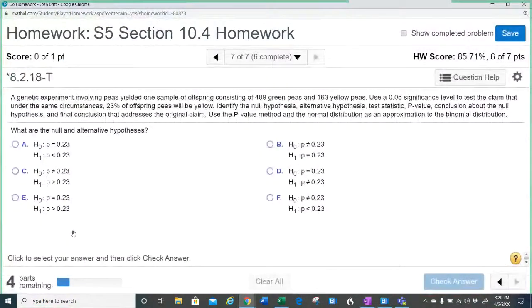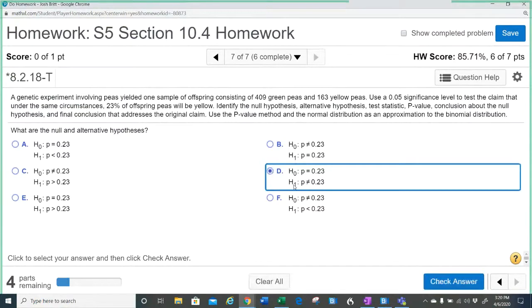All right, so we've got the last question. A genetic experiment involving peas yielded one sample of offspring consisting of 409 green and 163 yellow. At the 0.05 level, test the claim that under the circumstances 23% of offspring will be yellow. Okay, since it doesn't say more or less than 23%, we'll say this is a two-tailed test. The null is p equals 0.23, and the alternative is p not equal to 0.23.